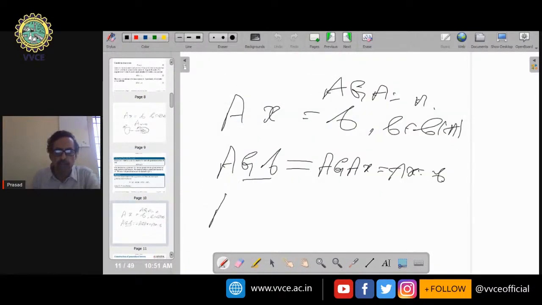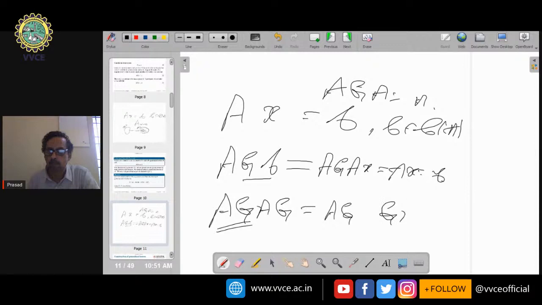Now, if AGA is equal to A, then multiply by G, what do you get? You have AGA is equal to A, multiply by G. So what do you mean by that? That means this AG is idempotent. Similarly, GA happens to be an idempotent matrix. And when you talk about idempotent, what do you mean by that? That happens to be a projector. I'm carefully using this particular word. The moment you hear the word projector, you may get confused with the orthogonal projector. So it is not an orthogonal projector, it is just a projector.